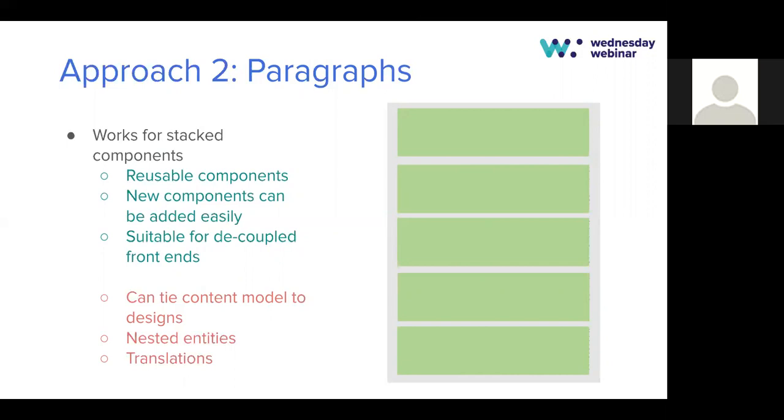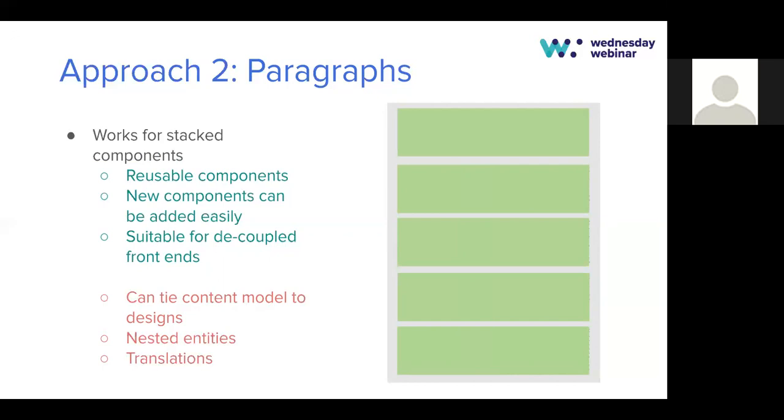Another benefit of this approach is that you can easily add new components. So one of the things I mentioned in the introduction is the way you approach your content model also dictates how easily you're able to accommodate last minute changes or feedbacks or enhancements that you need to do. So if you are using paragraphs in your content type, you can very easily add a new paragraph to your content type. So it's really flexible in that sense.